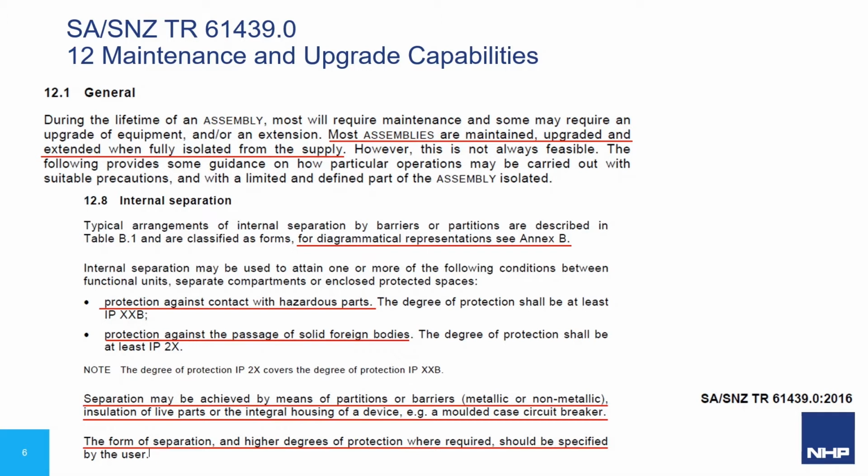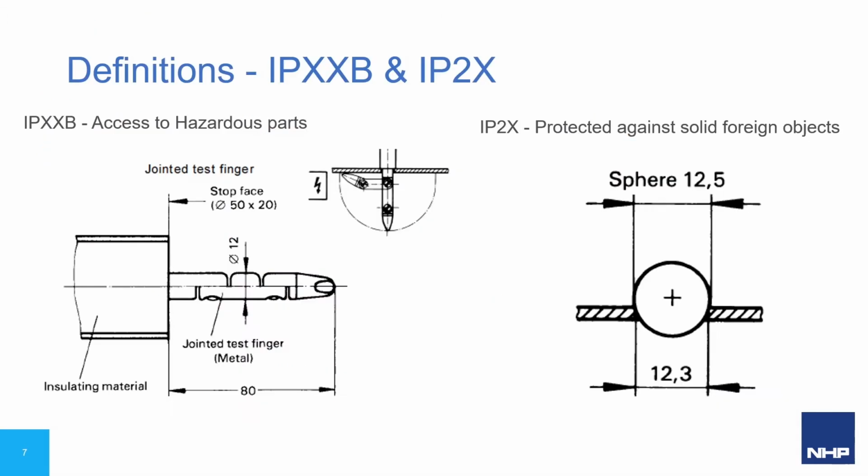The end user should consider their need for maintenance and upgrade and their ability to isolate the supply for the switchboard when considering a form of separation and higher degrees of protection. Keeping in mind it is rarely justifiable to work on a switchboard unless it is isolated from supply.